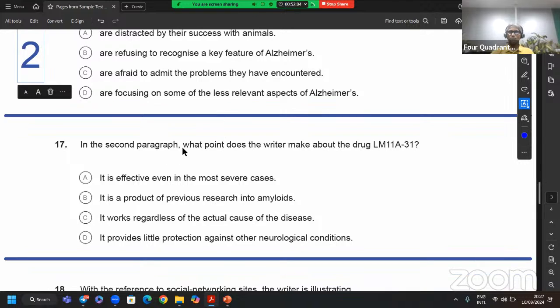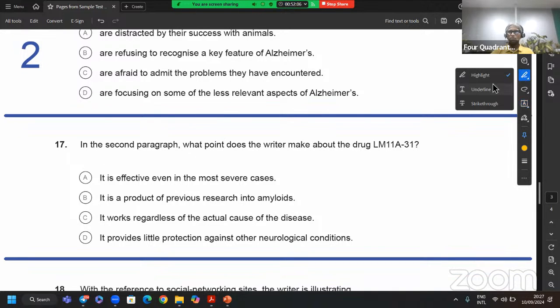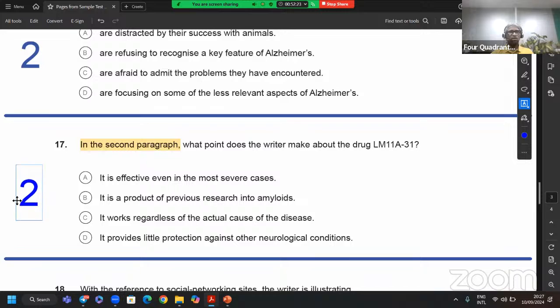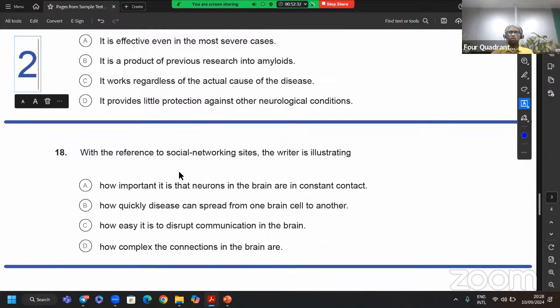So avoid that confusion. Next question says, in the second paragraph, see how nice this official OET people prepare the question. So this is telling second paragraph. That means this is also from the second paragraph. That means there are two questions from second paragraph. Right. Next one.